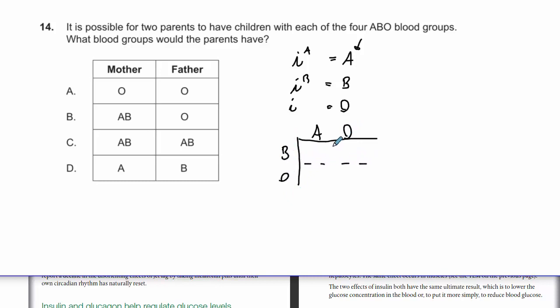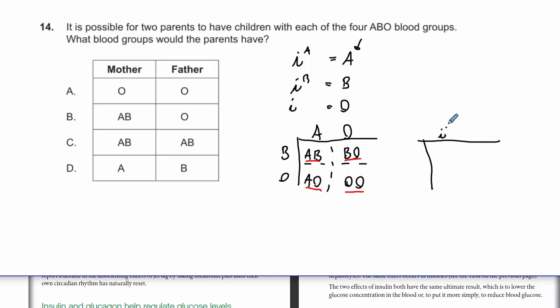Then we see that both blood types are possible, because the children would have AB, BO, AO and OO. This one is blood type AB, this is blood type B, blood type A, and blood type O. So this is more like phenotypes. Let me write the genotypes properly.